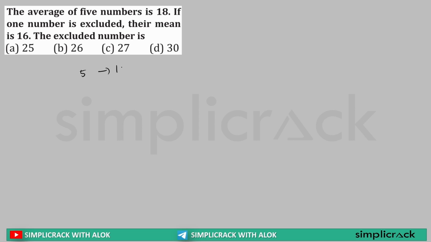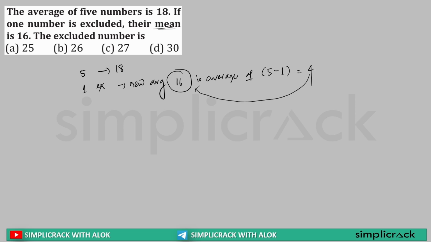5 numbers, average 18. If one number is excluded, the new average is 16. Now understand this. New mean means average. Now 16 is the average of what? 16 is the average of 5 minus 1 number excluded, that is 4. So 4 numbers are having an average of 16. Clear?